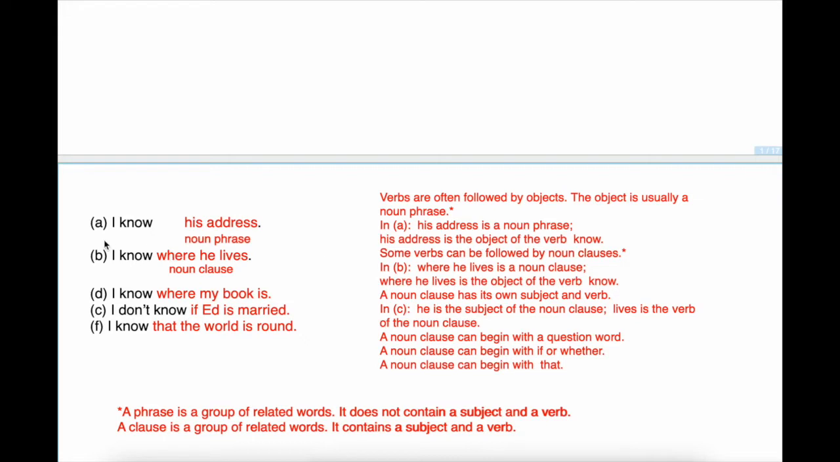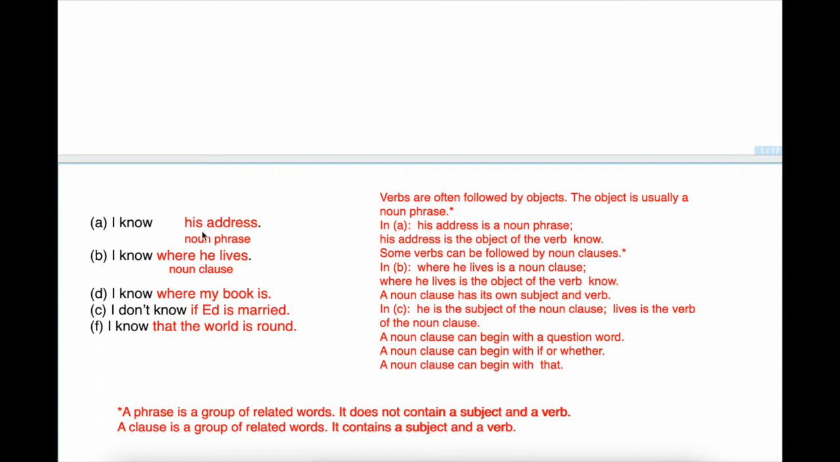If you look at this sentence, I know his address. Here, his address is a noun phrase, and it follows the verb know. The verb takes this noun phrase, and it is also the object of the sentence. Remember, I'm the subject, know is the verb, and his address is the object.